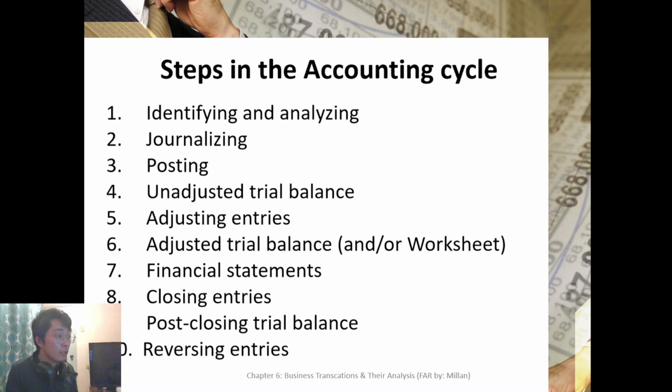After journalizing, pangatlo naman is posting. Posting to the ledger. Ito yung magpe-prepare tayo ng mga T accounts, yung na-discuss natin sa chapter 4. And after posting all of the accounts doon sa mga ledgers natin, yung mga accounts na nag-appear sa ledger natin, yun din yung mga accounts na siyang magiging carry over doon sa ating trial balance. Kaya nga yung fourth step ng ating accounting cycle will be the preparation of unadjusted trial balance.